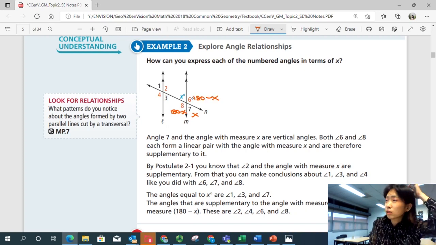because they're supplementary because they're on the same line. They make a line and they're vertical, right? So the corresponding angles have the same measures, right? So 2 and 4 would also have 180 minus x. 1 and 3 would also be x.